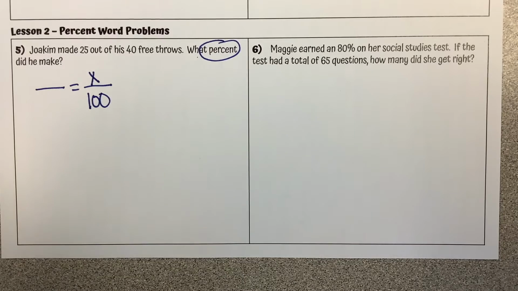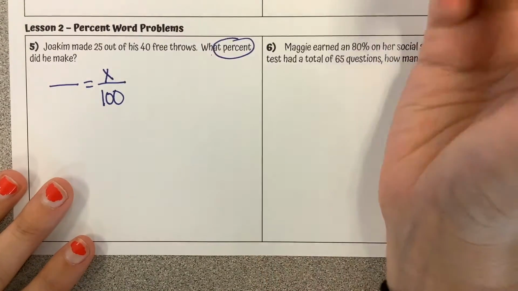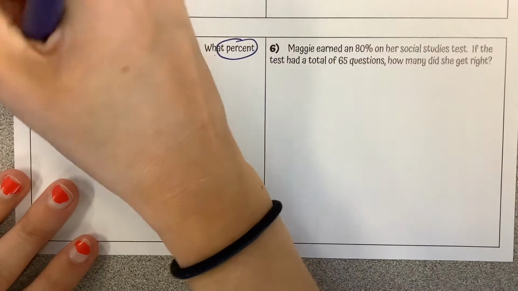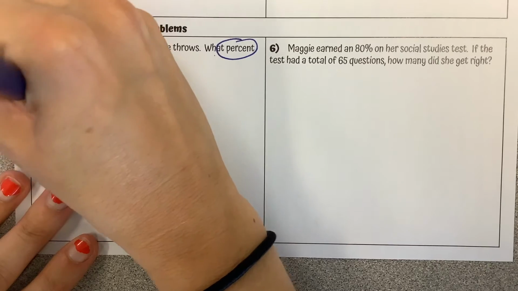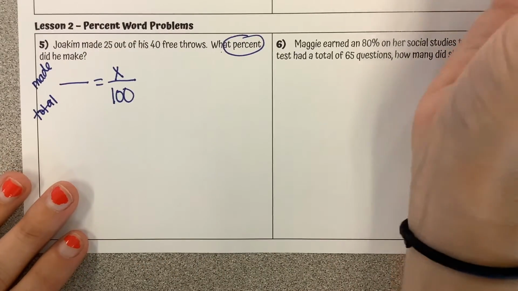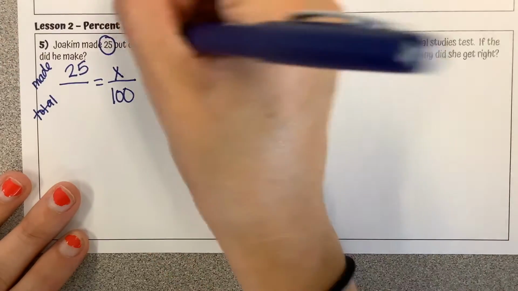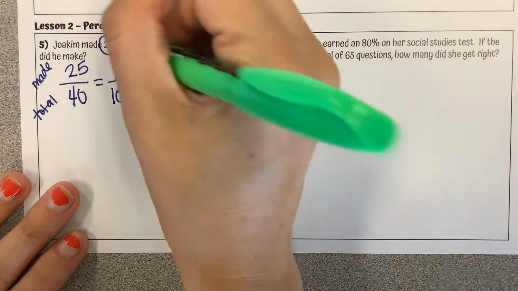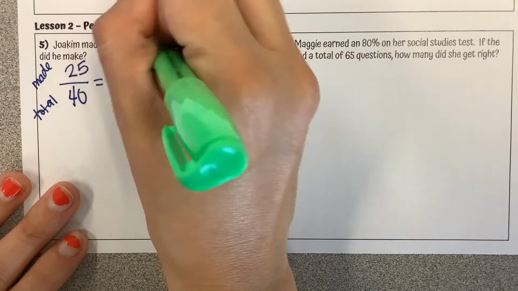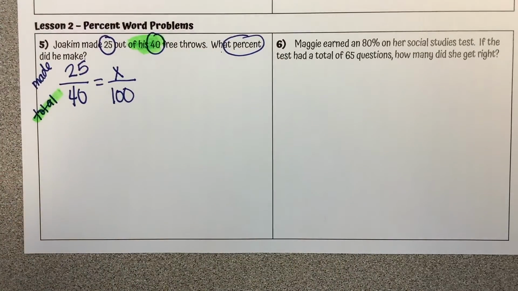Now I'm looking at the other parts. What we need to remember is we have the part compared to the whole. So we're comparing those that he made compared to the total amount that he threw. So he made 25 of his shots out of a total of 40. And the number 40 did come after the word of, which often clues us into the whole, but sometimes we have to be careful with word problems because of is a pretty common word.